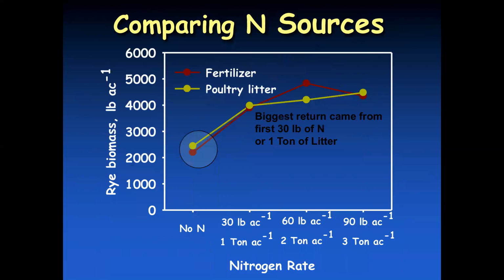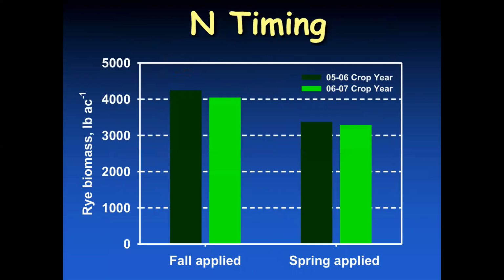You can see this again. This is cereal rye, and you can see the amount of rye biomass tended to increase the higher the fertility rates, particularly with the commercial fertilizer, but also with the litter, it kept climbing. But again, the big bang for the buck right there is at 30 pounds of nitrogen per acre, or the first 1 ton per acre of litter. Again, after that, you can keep increasing it, but you really want to make sure that rye cover crop is not stressed for nitrogen in order to get your biggest return from it.